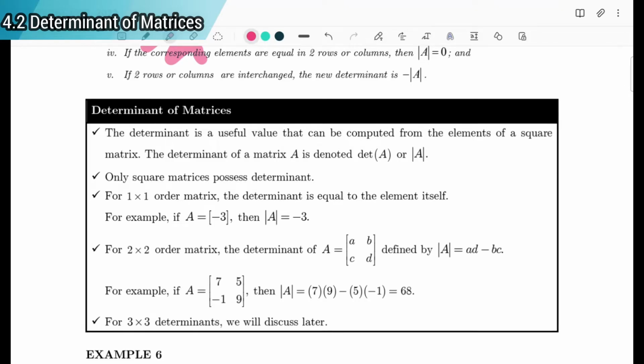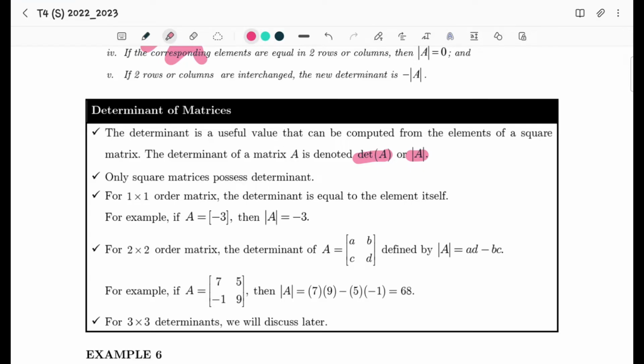Determinant of matrices. The determinant is a useful value that can be computed from the elements of a square matrix. The determinant of a matrix A is denoted by modulus A. Only square matrices possess determinant. For a 1x1 order matrix, the determinant is equal to the element itself. For example, if A is equal to -3, then the determinant of A is -3.